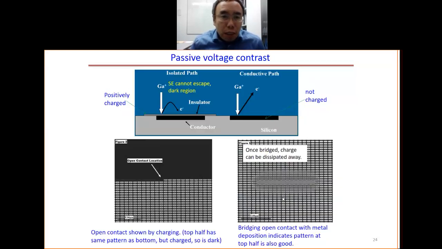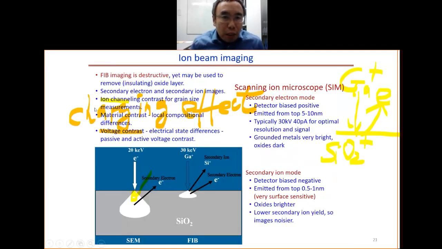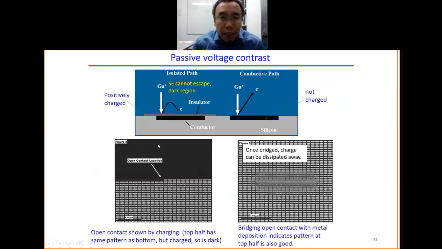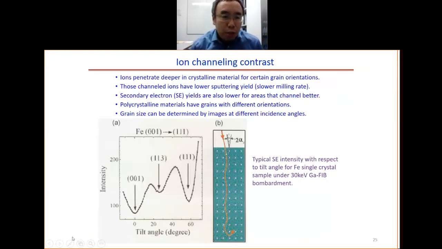So now let's look at the third one, the channeling effect, ion channeling. I'm sure you have learned about ion channeling when you took NE353, when you learned about ion implantation. There is also an ion channeling effect here. The idea is the same. When the ion beam is aligned along the crystal orientation, it penetrates much deeper than normal alignment. But when they penetrate very deep, there is smaller interaction. With smaller interaction, you have lower sputtering yield and also lower yield of the secondary electrons.